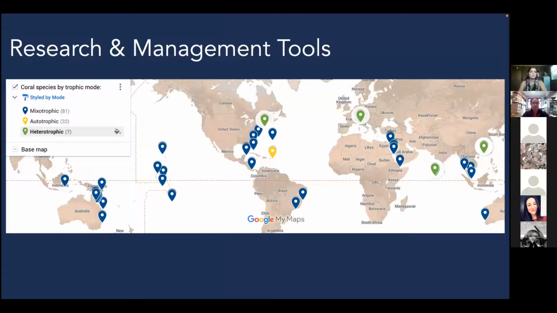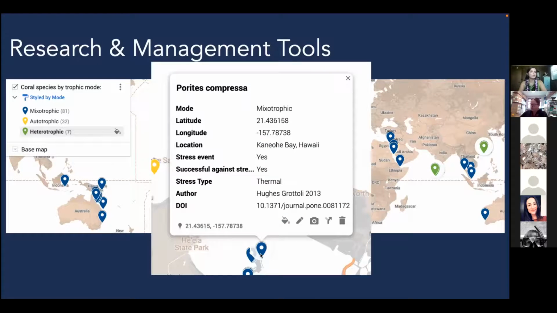Here I was able to map all of the studies' corals using Google My Maps. So this time I could actually use species because I wasn't doing any stats. There's a point for each of them on the map, color-coded by their trophic mode: blue for mixotrophic, yellow for auto, green for heterotrophic. If you zoom in and click on one of the points, it pulls up information like this. It has the species, the mode, the location, was it stressed, what type of stress, was it successful, and a link to that publication.